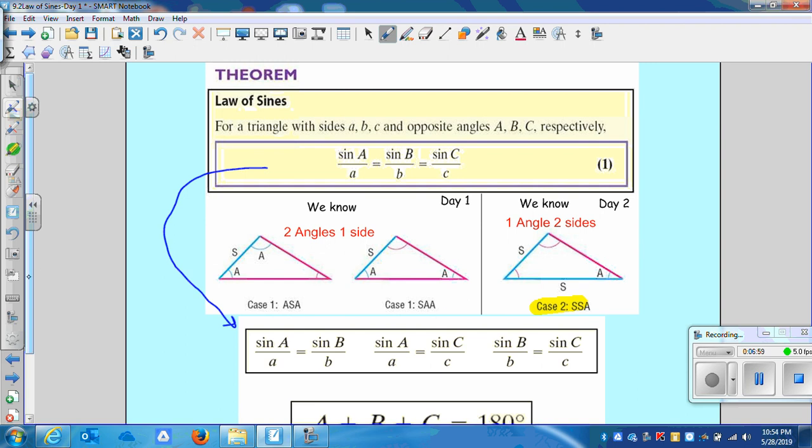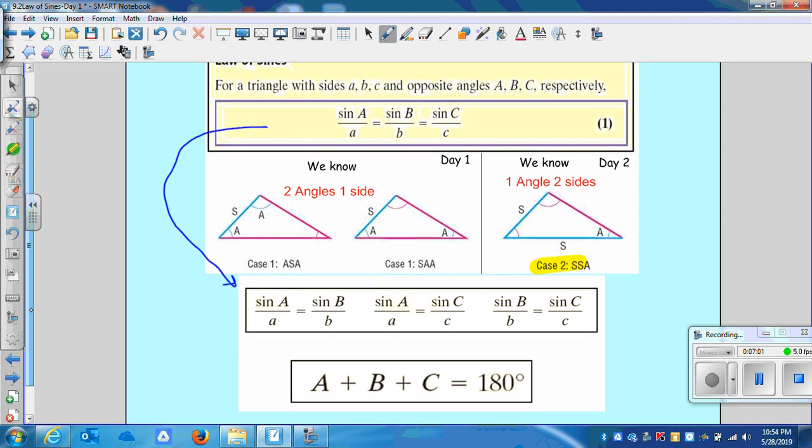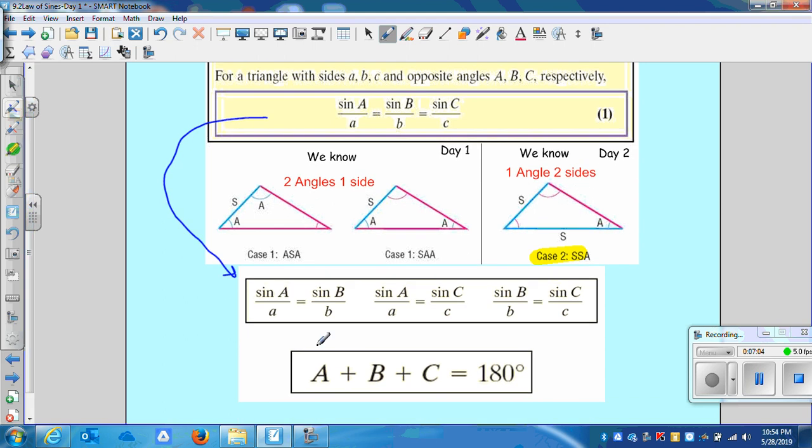And of course, another thing to keep in mind as we move forward is simply that the three angles together have to have a sum of 180 degrees.